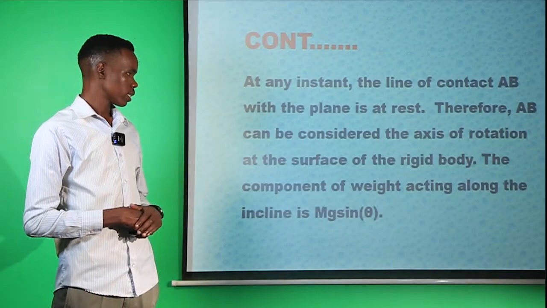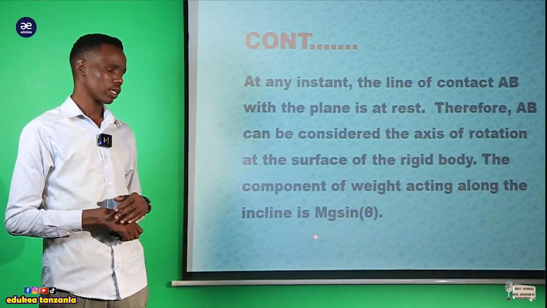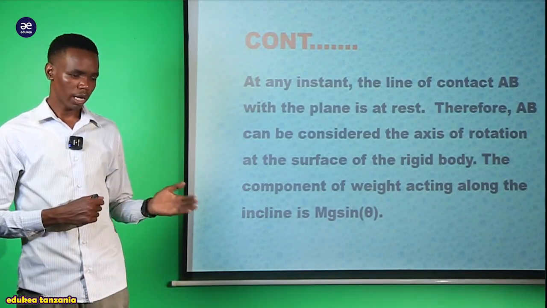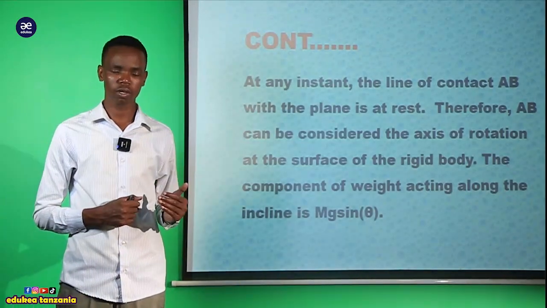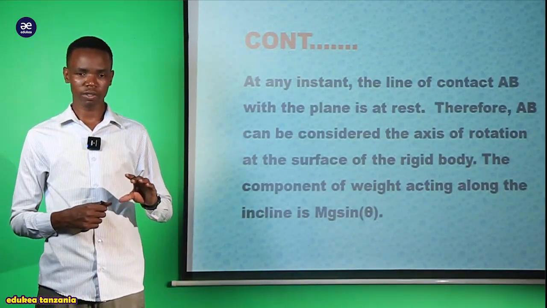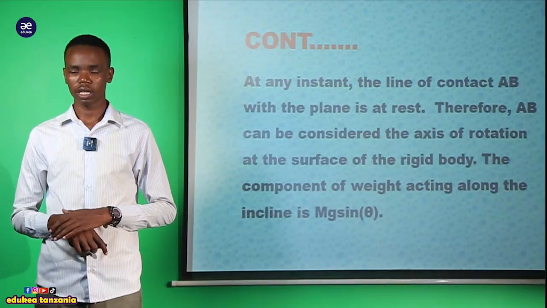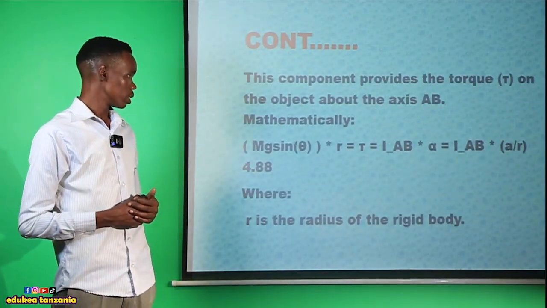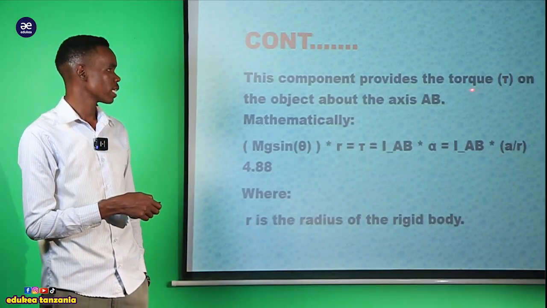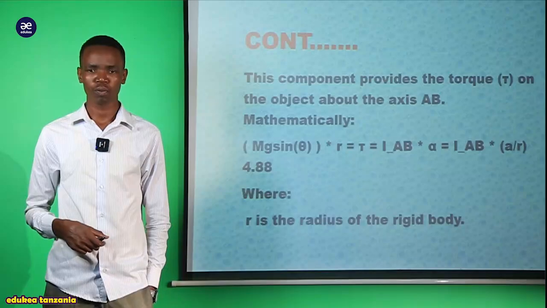As we say that, my dear student, the component of weight acting along the inclined plane must be equal to mg, because it is the same as the vertical component after resolving. So it can be represented as mg sin theta. This component provides the torque on the object about the axis AB.